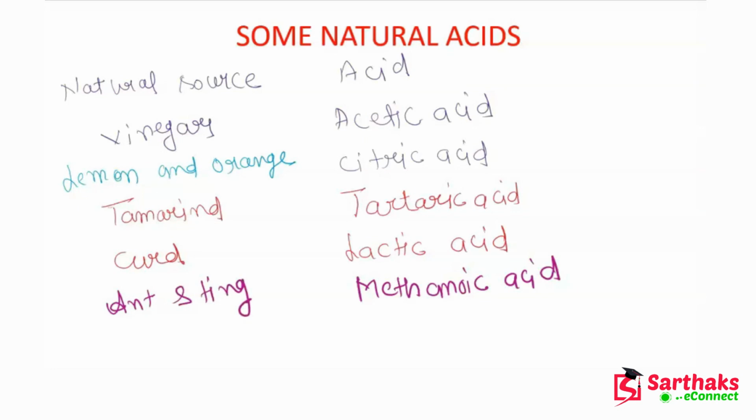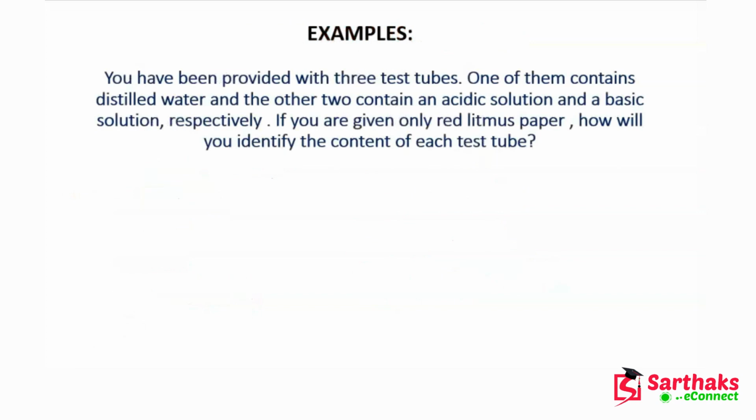Whenever an ant bites us, there is an inflammation of that part. So why is that? Because of the methanoic acid. It is responsible for the inflammation in our body when bitten by an ant, because in an ant sting, methanoic acid is found. I hope guys this is clear to you. Now after understanding this, let's move ahead and talk about some examples.